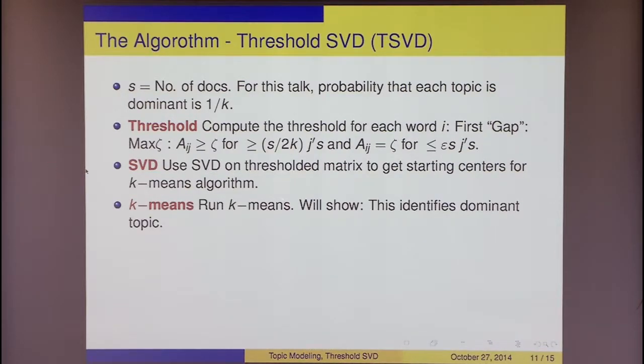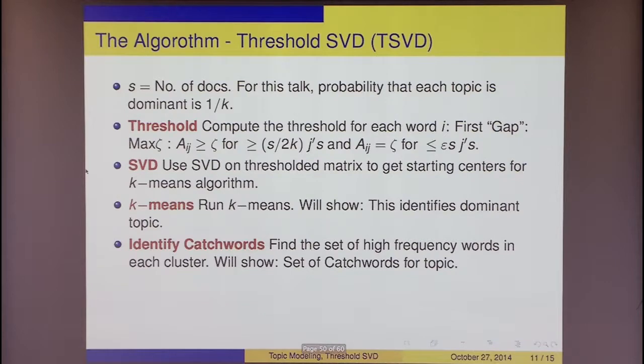Then you do k-means clustering, and at the end of this, we prove, again, I won't prove here, but it can be proved that this identifies the dominant topic. So for almost all documents, I've got correctly what the dominant topic is. Again, I'll show you a picture with the triangle in a minute.